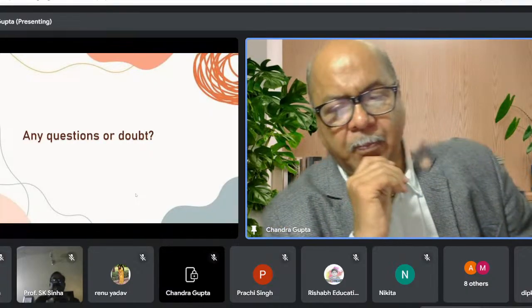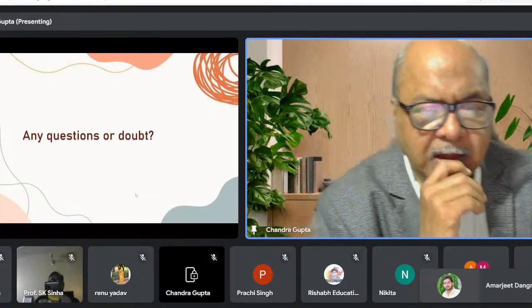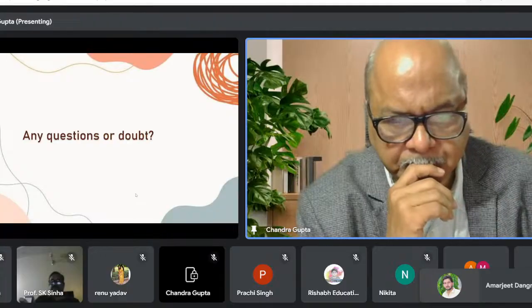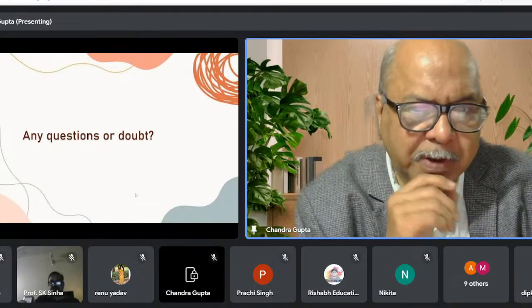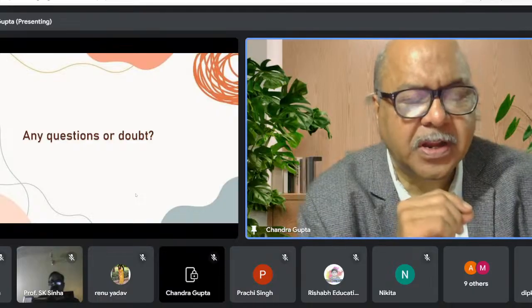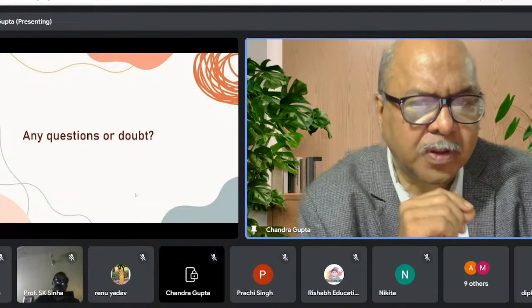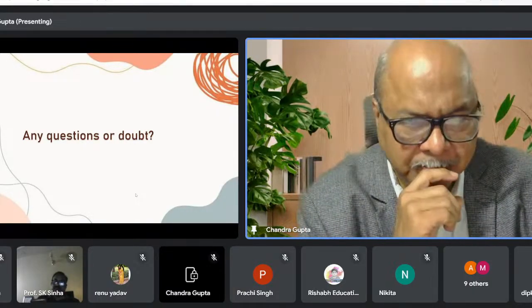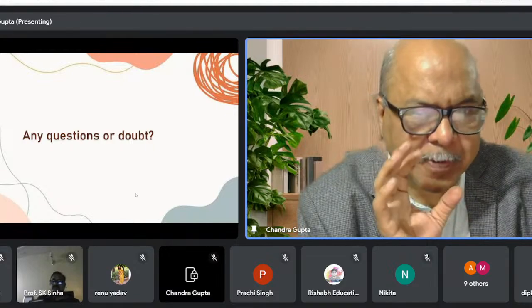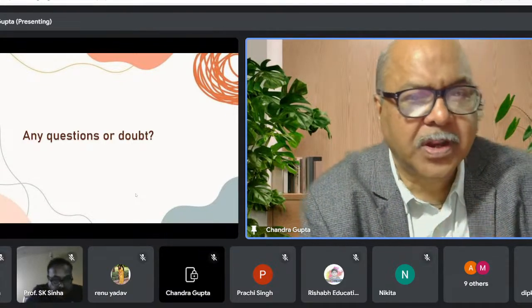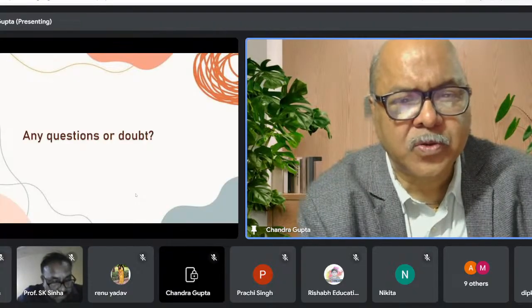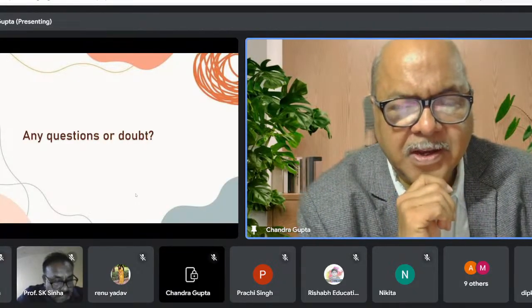Yes sir. Anything else? Anybody else? Regression is primarily for secondary data analysis and not for the primary data. I'm saying primarily it is for secondary, but there may be cases even in the primary research where you can make use of regression.